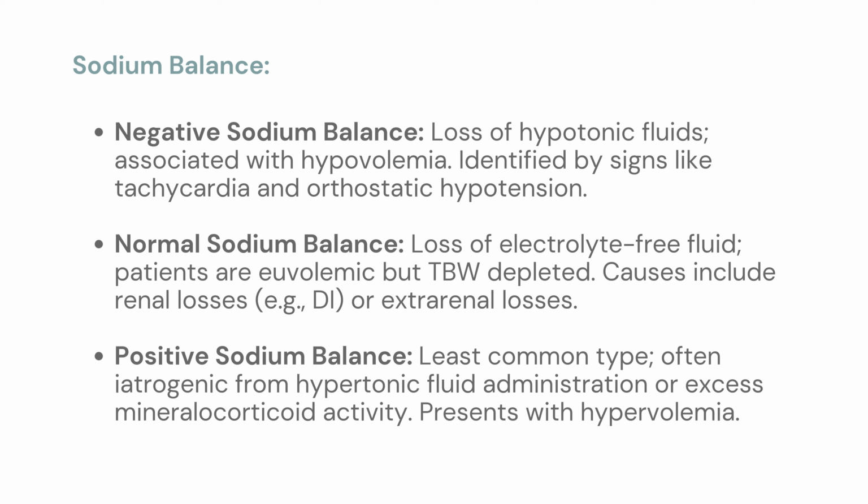Normal sodium balance we see when the body preserves the sodium but is losing the water. Loss of electrolyte free fluid. Patients are euvolemic but total body water is depleted. Causes include renal losses or extrarenal losses. Renal losses are diabetes insipidus. And extrarenal losses can be due to increased insensible loss, decreased intake, or intracellular shift. Positive sodium balance is the least common type and often associated with iatrogenic administration of sodium bicarbonate, hypertonic saline, and normal saline, or it can be due to mineralocorticoid excess or Conn syndrome.